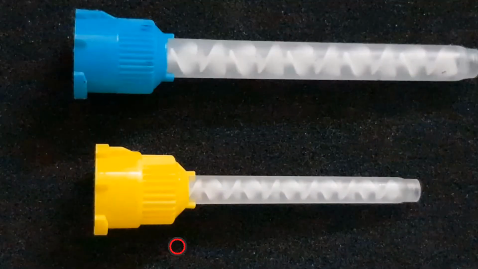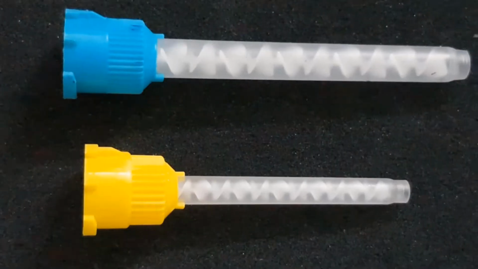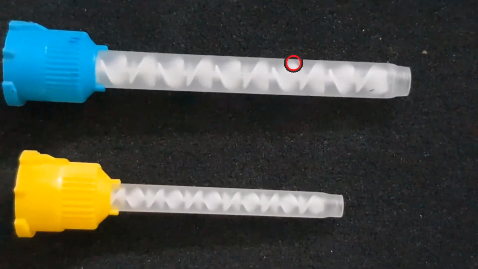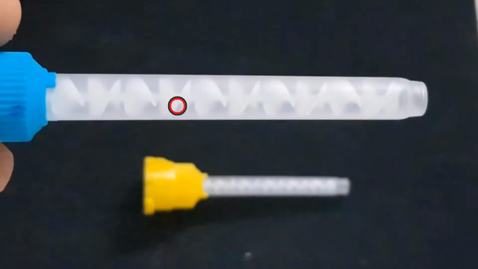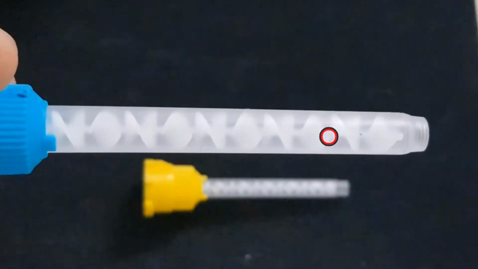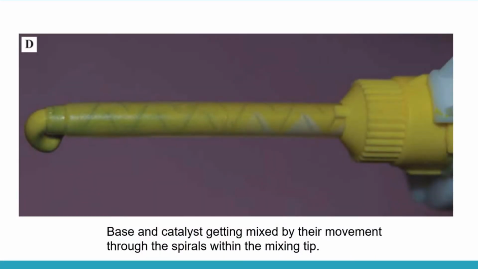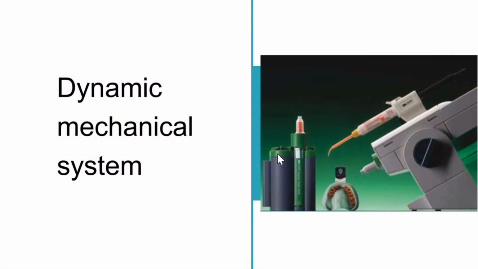Now here you can see we have various tips available, small and large, depending on our use. You can appreciate the spirals here, right? See, the spiral helps in mixing. Now what happens is the material, as it sets, gets stuck in this spiral. That is why this is a one-time use tip. You cannot reuse it. Base and catalyst paste get mixed by the movement through the spirals within the mixing tip.